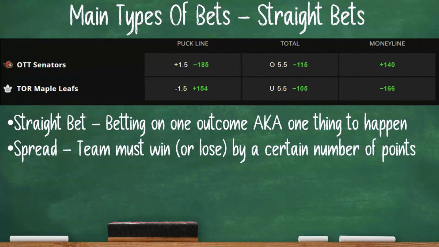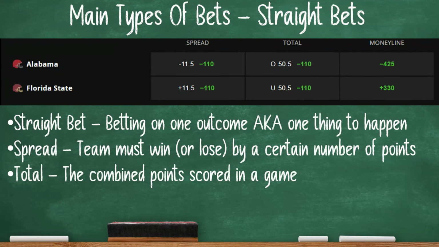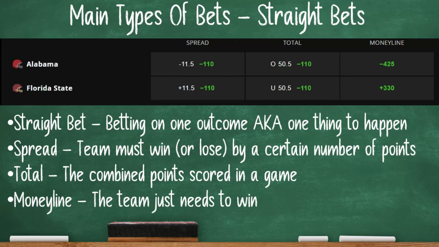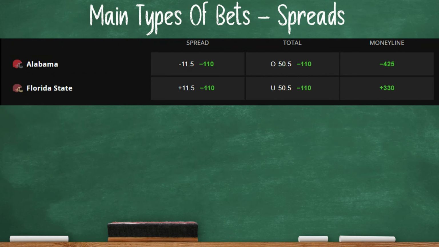And the reason they do that in baseball and hockey and these low scoring sort of events is that typically they're always 1.5 points either way versus high scoring events like basketball and football. They just call them spreads because they can be really any number. We're also going to talk about the total, which is the combined points scored in a game, and the money line. That's just a scenario where your team just needs to win outright. So the most common type of bet you're probably going to hear about and you probably may want to bet on are the spreads here.